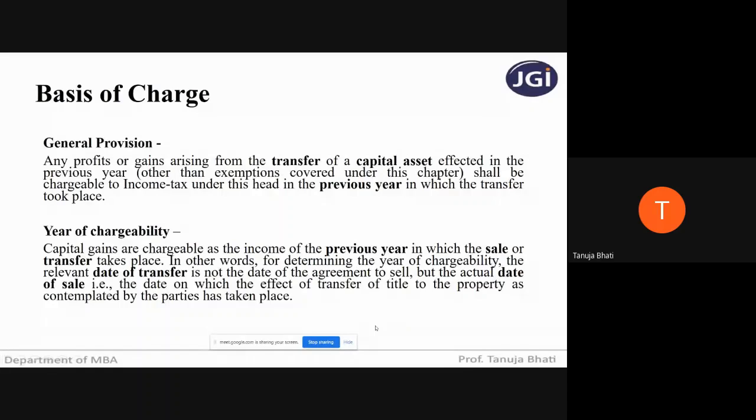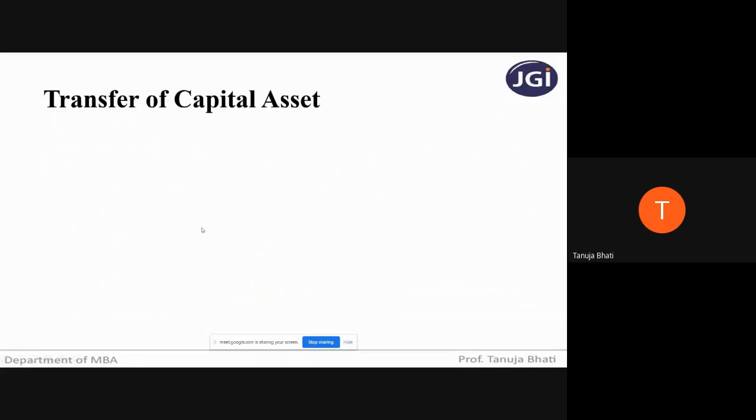What is the basis of charge? Next. Now, what do you mean by transfer of capital asset? Because the basis says that there has to be a transfer, and that too of a capital asset. So let us first understand the meaning of transfer of capital asset. There are multiple meanings of transfer of capital asset, so let us understand that.